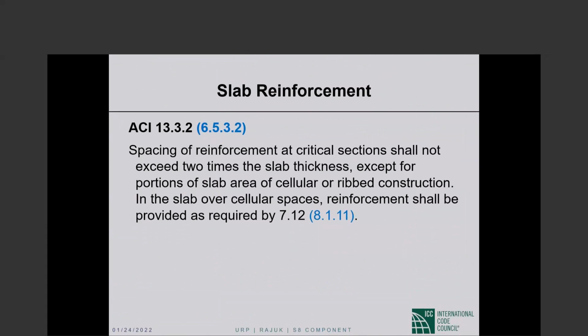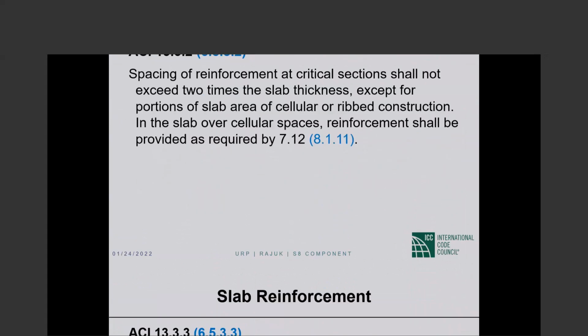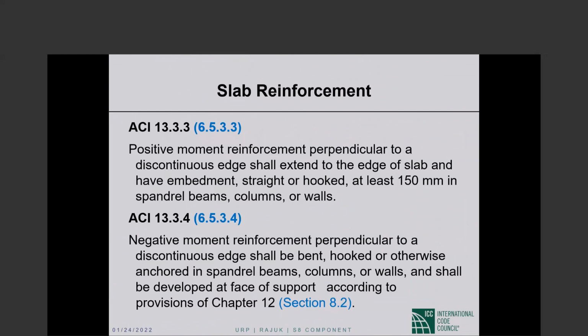Spacing of reinforcement at critical sections shall not exceed 2 times the slab thickness, except for the exception, which I'll let you read; it is not terribly important. So 2 times the slab thickness is the spacing of reinforcement. The maximum spacing is 2 times the slab thickness. Okay.